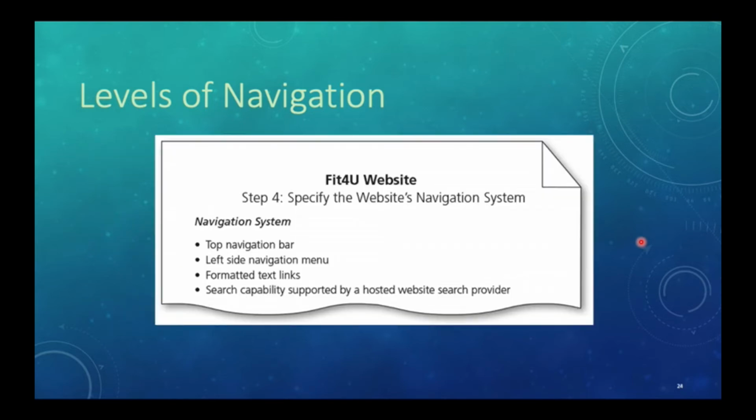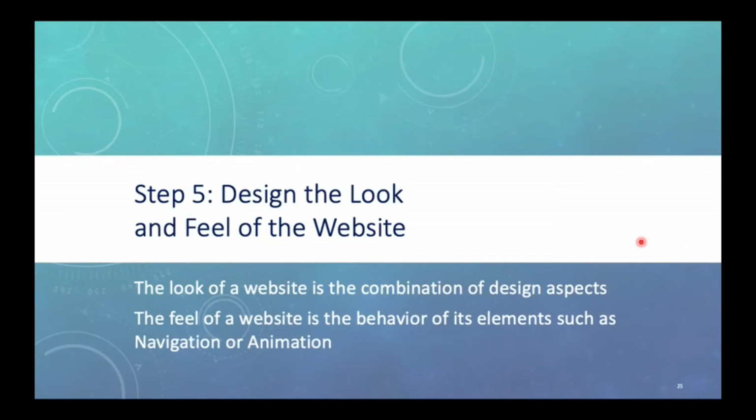So here are the levels of navigation, and this example is going to be very similar to the examples that you're going to get for step 4 in your web design process, because again, we're creating pretty simple websites. So you're going to simply list out a top navigation, maybe if you choose to have a left or side nav menu, maybe a menu in the footer, formatted text links, obviously, and search capability, although we may not have that for our purposes.